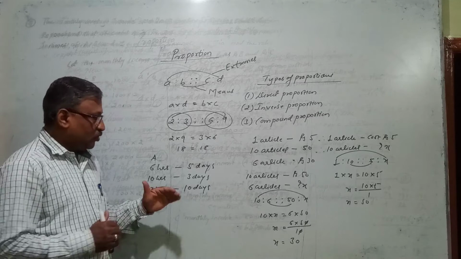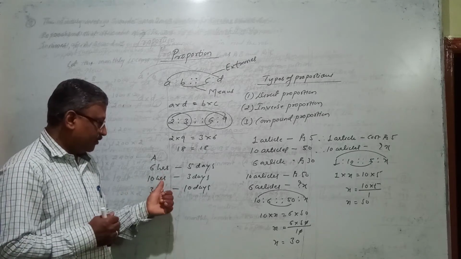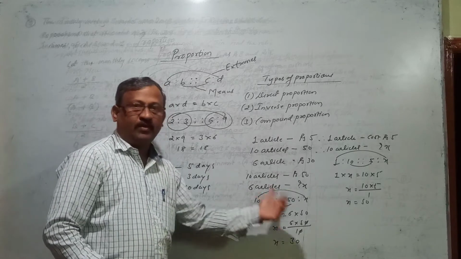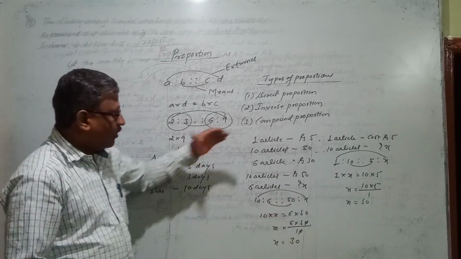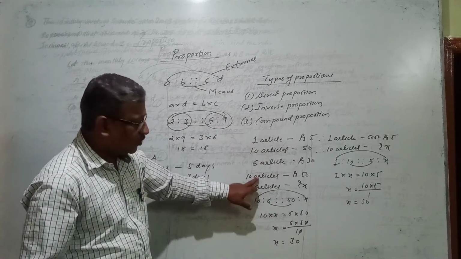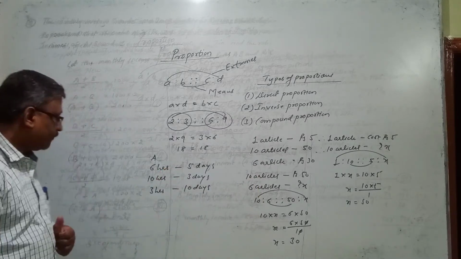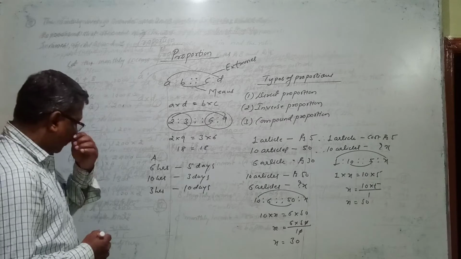Right? So again, to make the meaning clear, let's solve like this. You will understand better: when the proportion is direct, how to put the proportion, and when the proportion is inverse, how to put the proportion. So make it more clear.